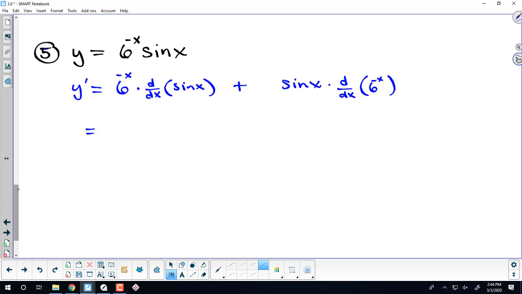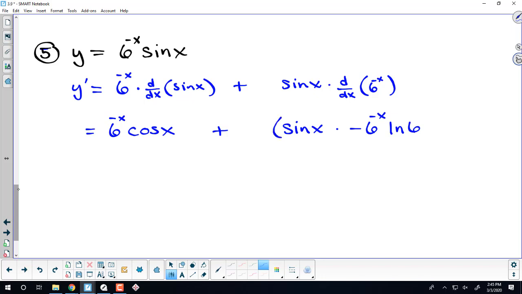So we've got our 6 to the negative x here times the derivative of sine, plus sine times the derivative of 6 to the negative x. And so the derivative of 6 to the negative x would be negative 6 to the power of negative x times ln 6. Do y'all agree? We get 6 to the negative x times ln 6 times the derivative of negative x, which is the negative out front. Okay, so there's our derivative.